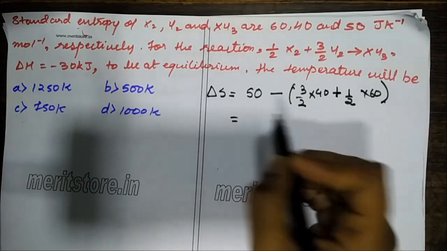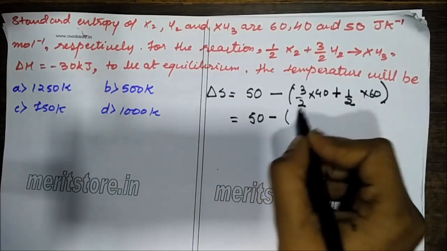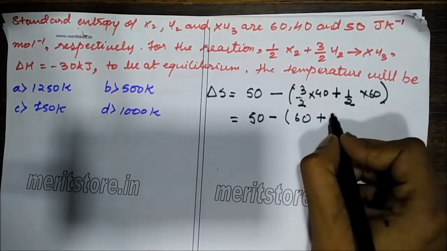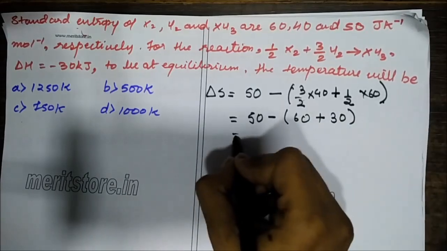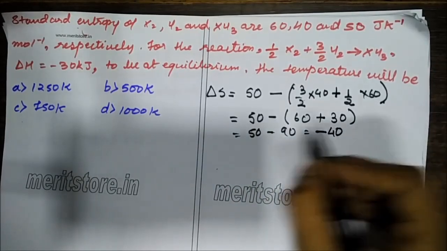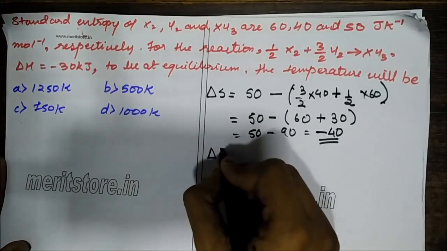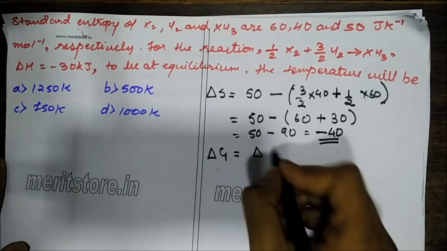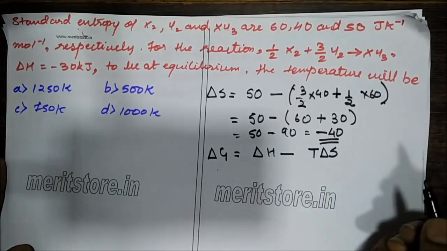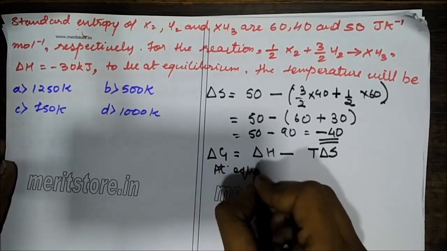Okay. So this is 50 minus. This would give me 3 upon 2 into 40, which is 60, plus half of 60, which is 30. So this is 50 minus 90, which gives me minus 40. So delta S is minus 40. Okay. Now we know the equation for Gibbs energy says that delta G is equal to delta H minus T delta S. Now at equilibrium, delta G will be 0.